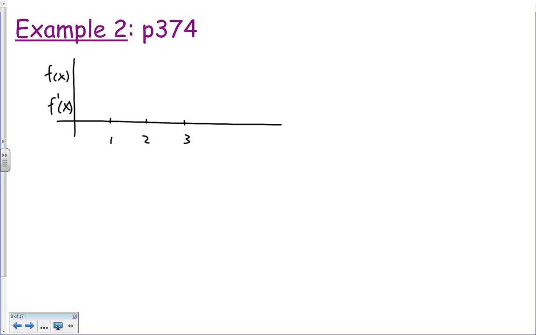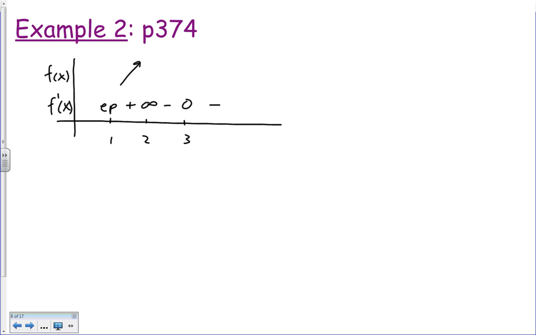And so they said that you have an endpoint there for f prime at 1. F prime is positive, then has an infinite slope, then is negative, 0, and then negative. And so let's fill in what that means about function f. Well, first of all, if f prime is positive, that means function f is increasing there from 1 to 2.